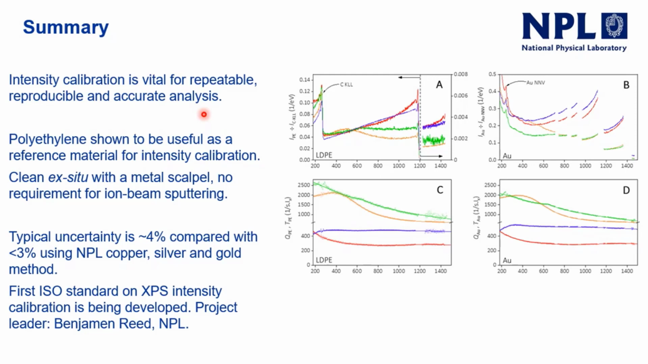Easy to clean ex situ, get a metal scalpel. Not, as I originally told Vincent, a razor blade, because razor blades come coated with PTFE, so scrape it as much as you like, all you see is the fluorine. There's no requirement for ion beam sputtering unless you've got a really dirty instrument, and then you might as well clean your instrument. And the uncertainty is pretty good. You can get to within 4%.